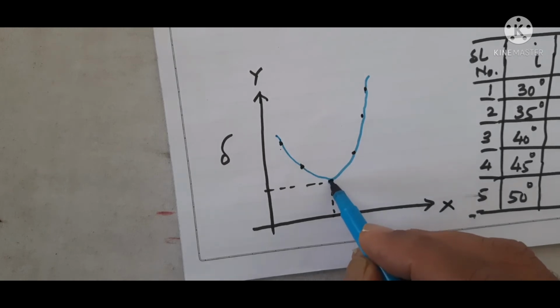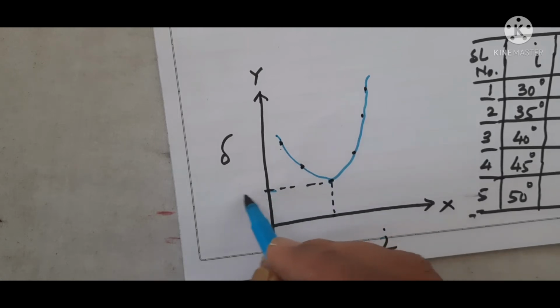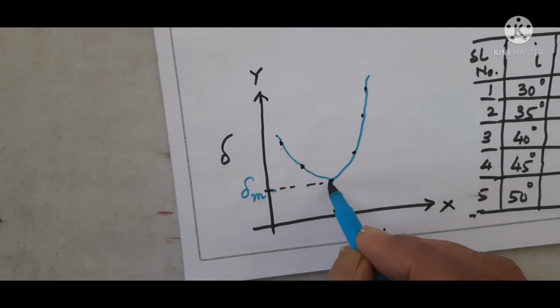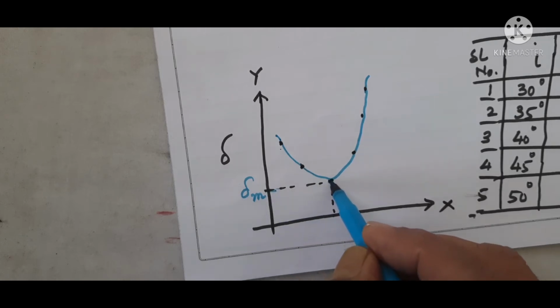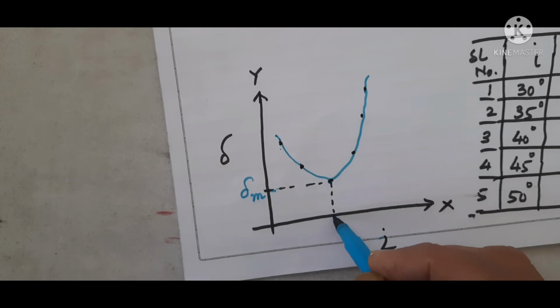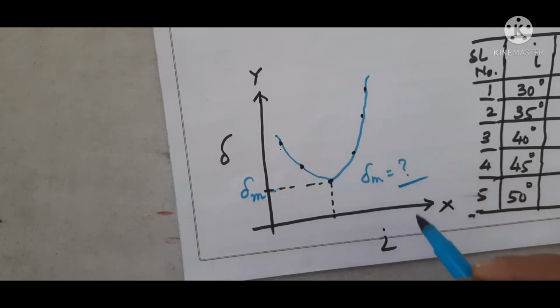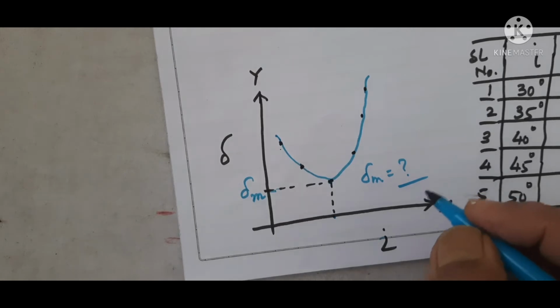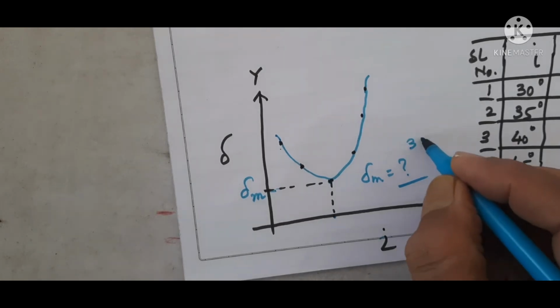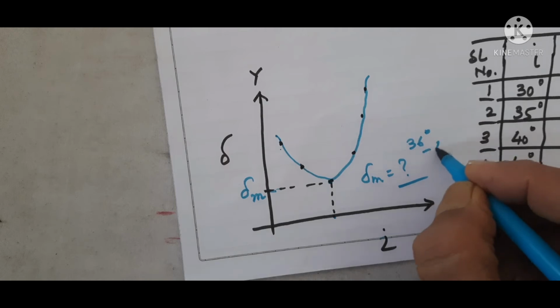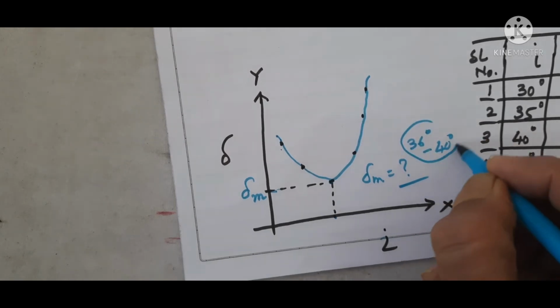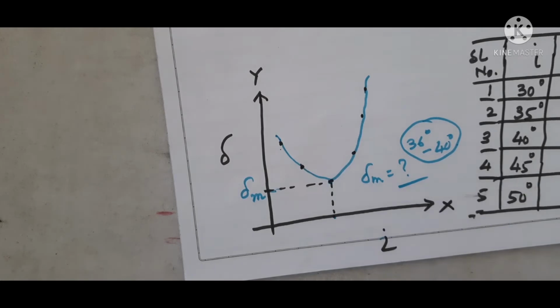The bottom point of this graph is delta m, the angle of minimum deviation. Whatever angle is here, that is the angle of minimum deviation for the corresponding value of the angle of incidence. So that delta m we are going to find out, right? Usually it has been observed that its value ranges from 37 degrees to 40 degrees approximately. But you have to perform it and find what the value is.